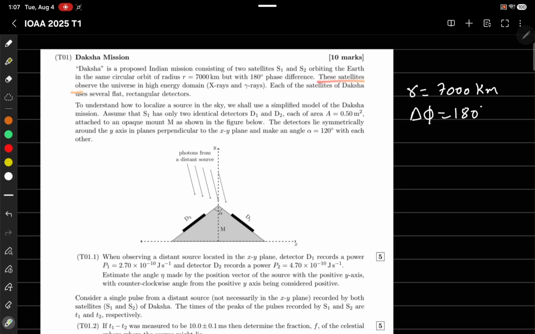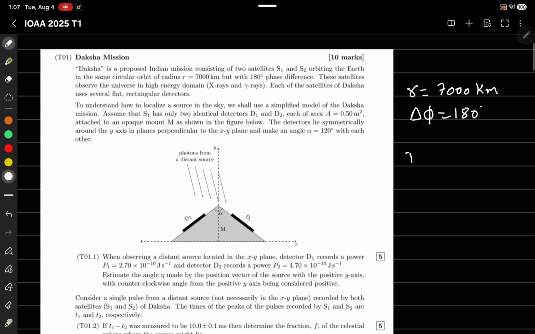These satellites observe the universe in the high energy domain, which are X rays and gamma rays. Each of the satellites of Daksha uses several flat and rectangular detectors. To understand how to localize a source in the sky, we shall use a simplified model of the Daksha mission. Assume that S1 has only two identical detectors, D1 and D2, each of area 0.50 meter square.